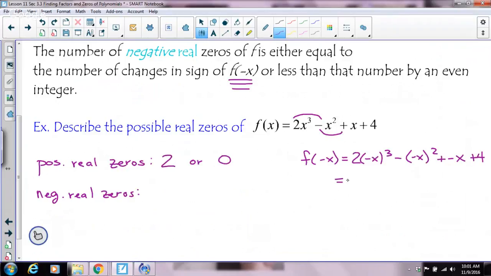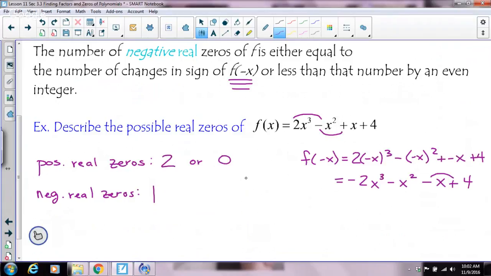Negative x cubed times 2 would be negative 2x cubed, right? And then negative x squared? Yes, positive x squared, but then there's a negative out here, so it's just going to stay negative x squared, right? And then plus the negative is just minus 4. So now count your sign changes. Negative to negative, negative to negative, negative to positive. So there's 1 real zero, negative real zero rather. Any questions on that? No?